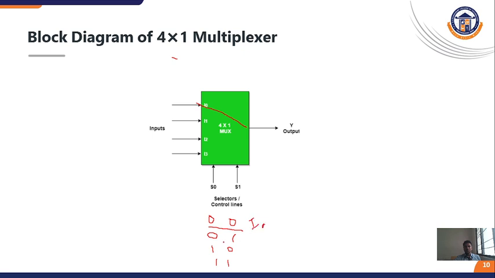If it is 0 1, then I1 will be connected to the output. If it is 1 0, then I2 will be connected to the output. If it is 1 1, I3 will be connected to the output.